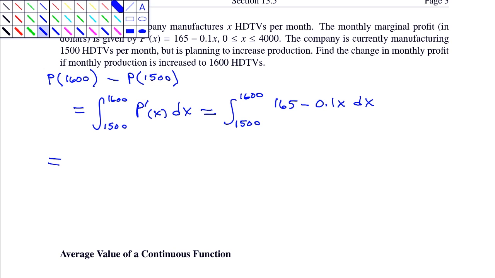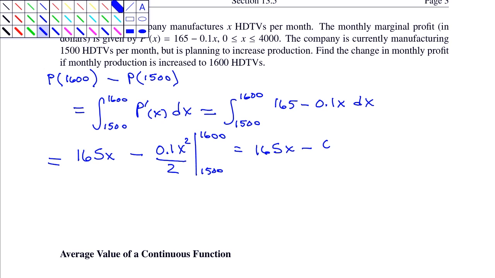So the integral of 165 is 165x minus the integral of 0.1x, so that's 0.1x squared divided by 2, evaluated from 1500 to 1600. Now you can reduce that number before you do this: 0.1 divided by 2 is 0.05x squared, from 1500 to 1600. And then you plug in both of those. So here we go.